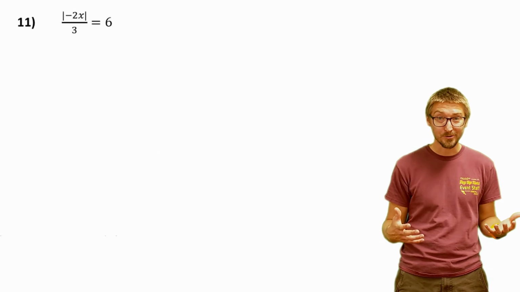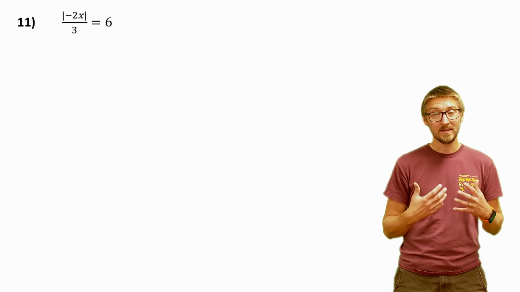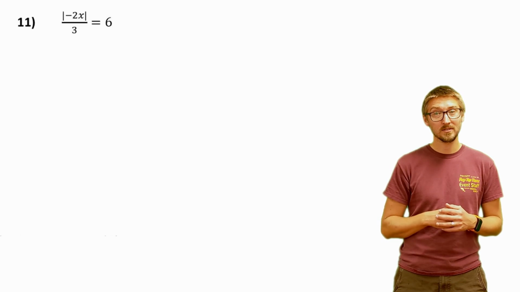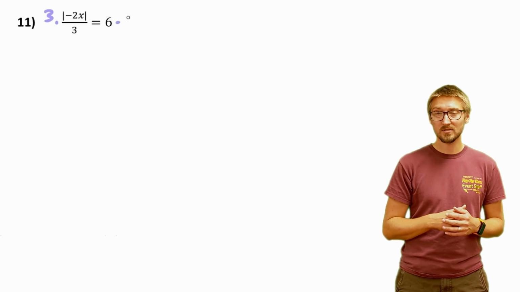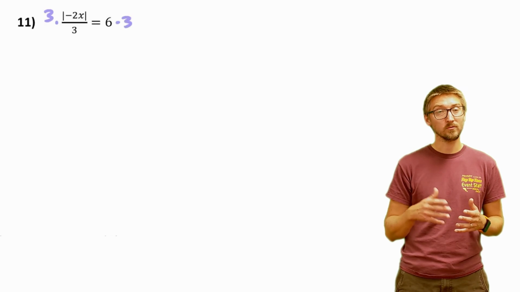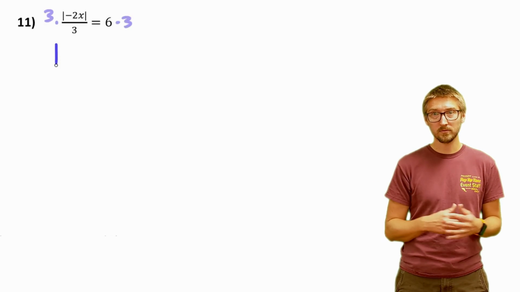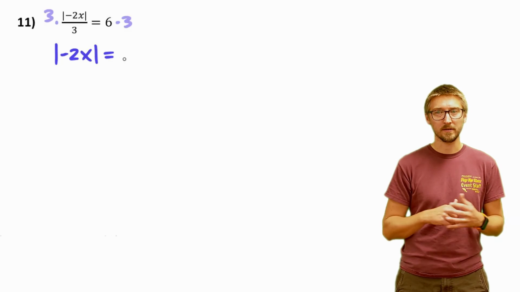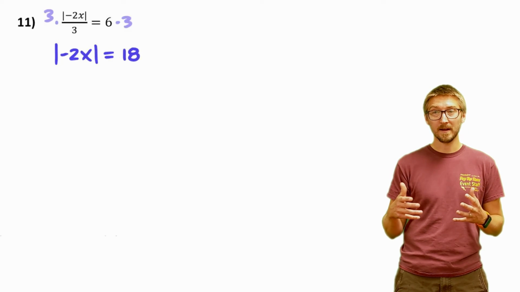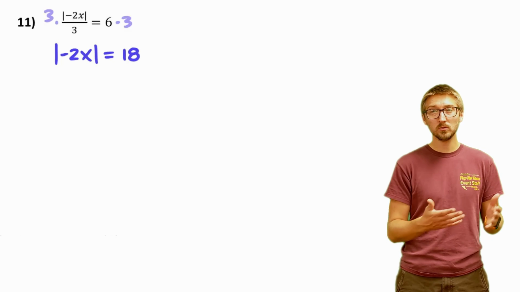Last problem on the notes, problem number 11. We have the absolute value of negative 2x all over 3, and that's equal to 6. So that 3 in the denominator causing us some issues. So we'll go ahead and we'll multiply on the left and the right by 3 to get rid of it. Having fractions in your problem is not really that much fun. So once I multiply by 3, I have the absolute value of negative 2x equals 18.